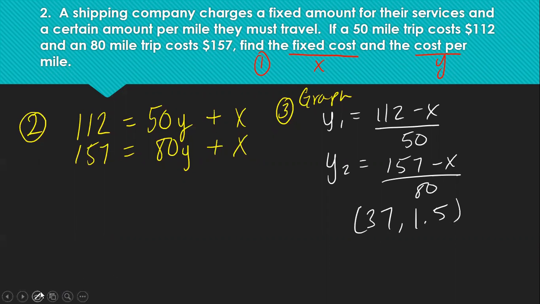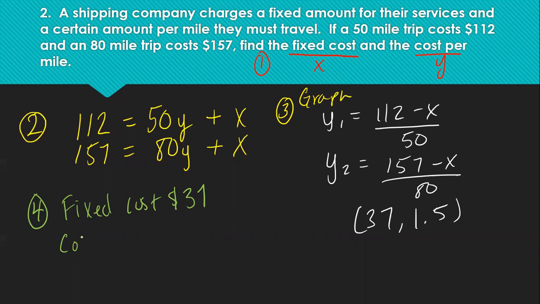Now 4 is where we answer it and how it pertains to the problem. So what does 37 represent? The fixed cost. So our fixed cost is $37. And then what does the 1.5 represent? Cost per mile. So our cost per mile is $1.50. And that's our answer.